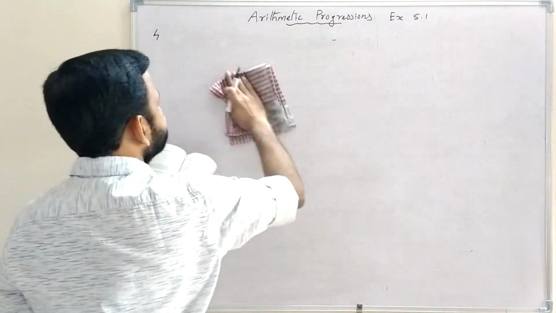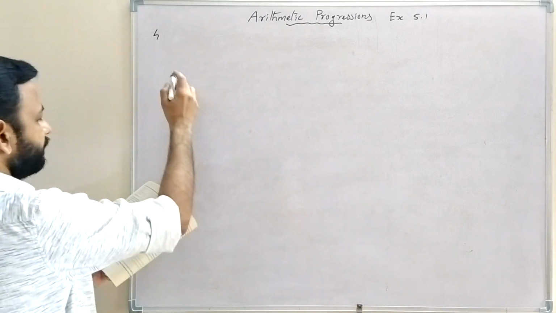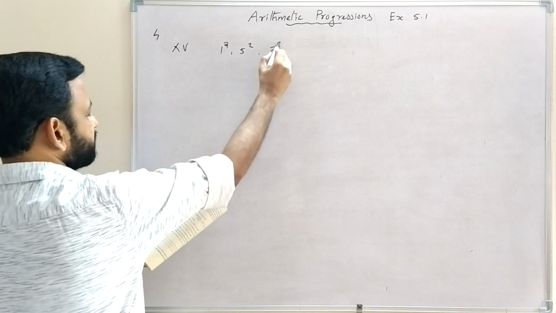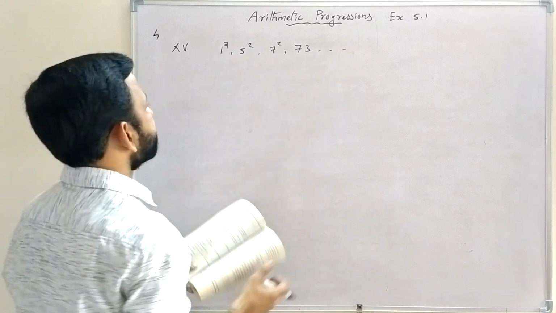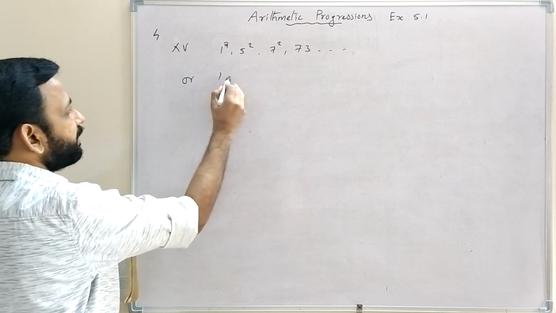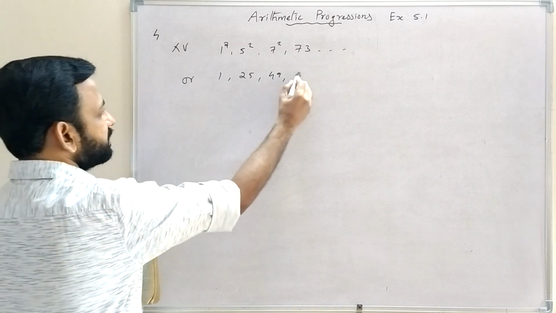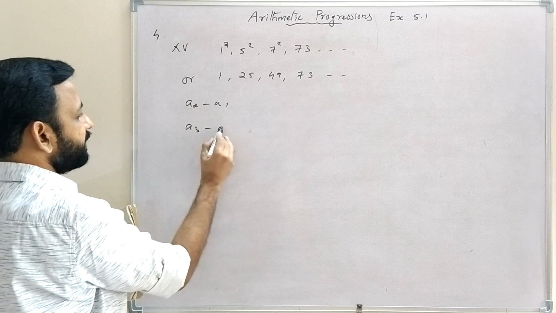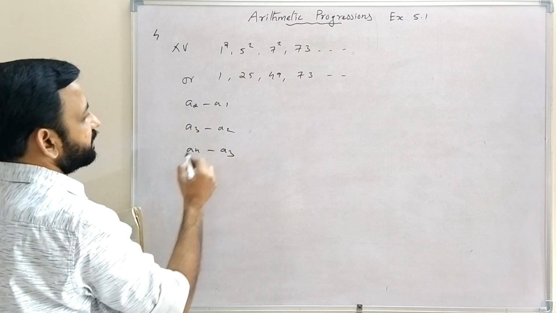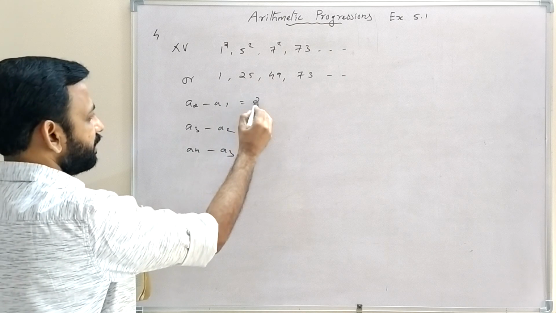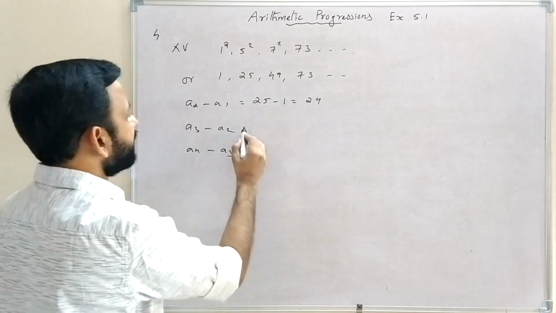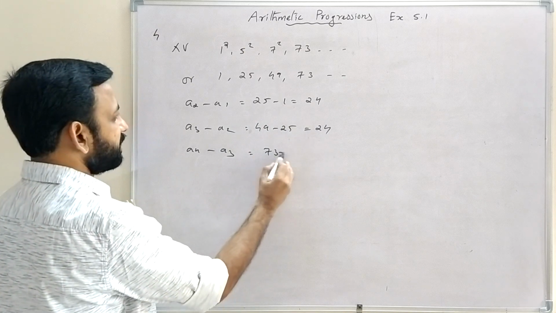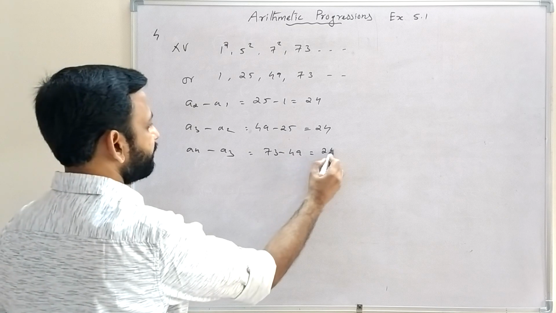Then the next one, the last one we will do: 1 squared, 5 squared, 7 squared, 73, etc. That is, 1, 25, 49, 73, etc. Then A2 minus A1, A3 minus A2, A4 minus A3. 25 minus 1 is 24. And 49 minus 25 is also 24. Then 73 minus 49 is also 24.